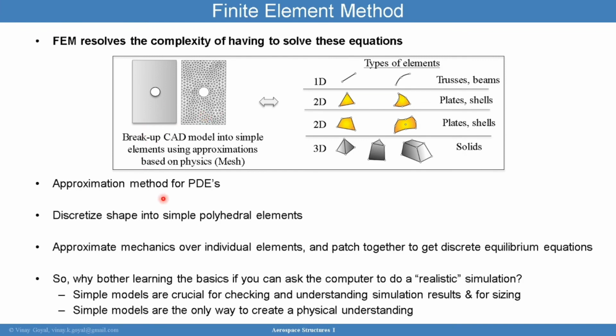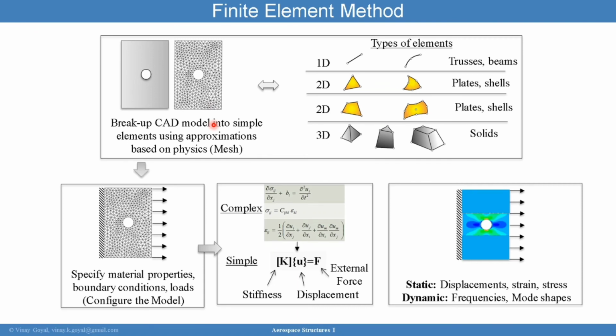And simple models are really the only way to create a physical understanding of the problem and to check the results. So let me go through the process. I take the CAD model, discretize it into either triangular elements or quadrilateral elements, and those can be first order elements or second order elements, meaning I can interpolate linearly or quadratically. The higher the order of the element, the more accuracy I'm going to get.